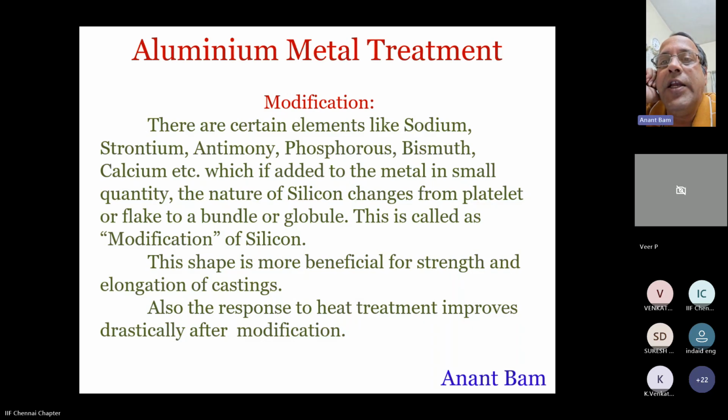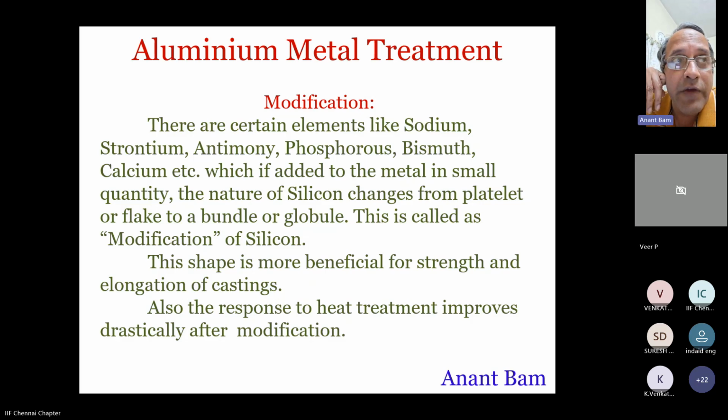Now looking at these elements, antimony is a heavy element, so it is avoided in any castings. Bismuth is also a heavy element, it is avoided. So although they are modifiers, they are not being used.